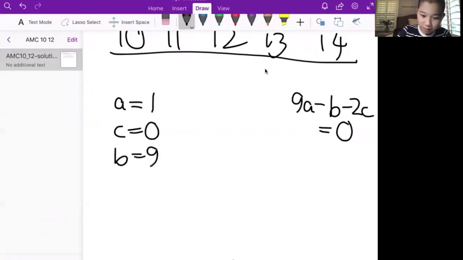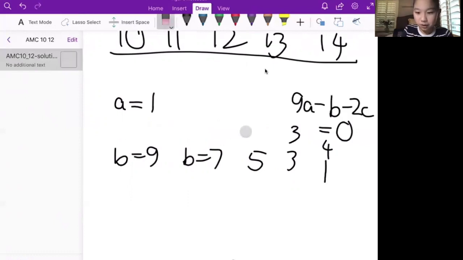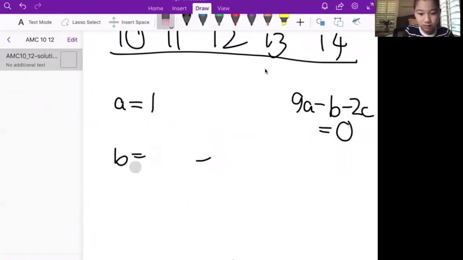Or C could be 1. That means B would be 7. And then 2, 5, 3, 3, 4, 1. So there are 5 possibilities for those. For A equals 2, let's write that down, 5.